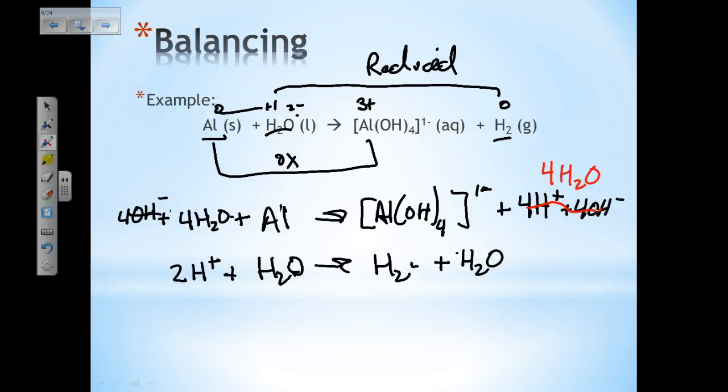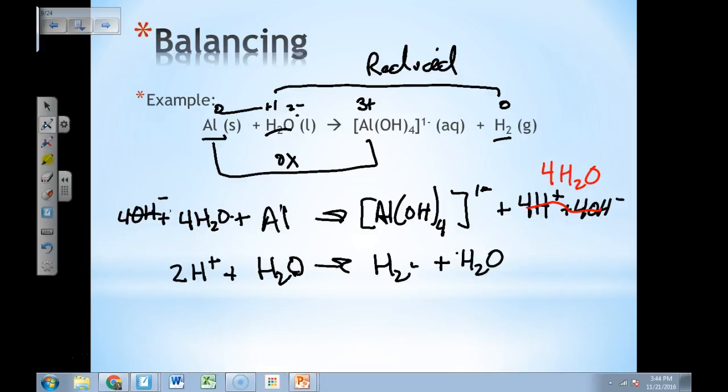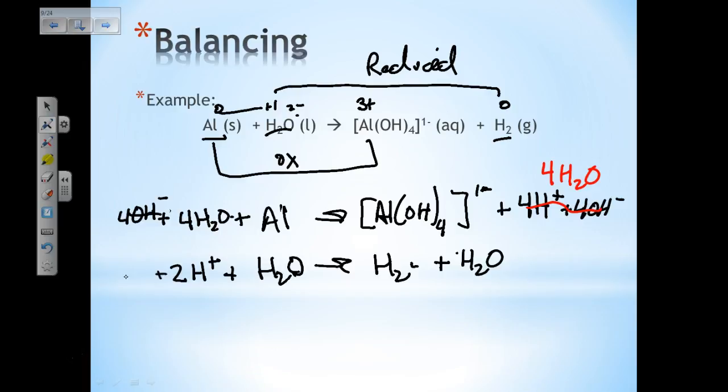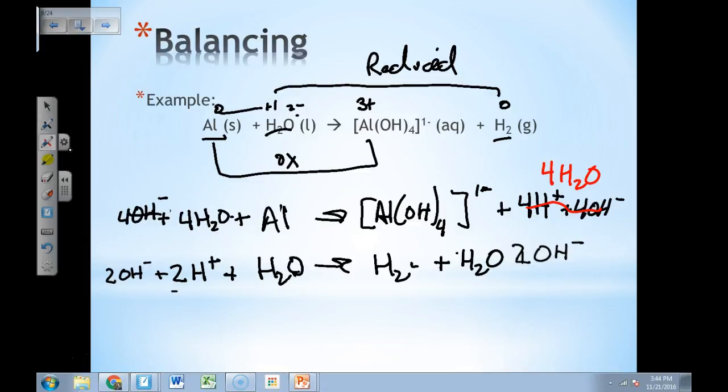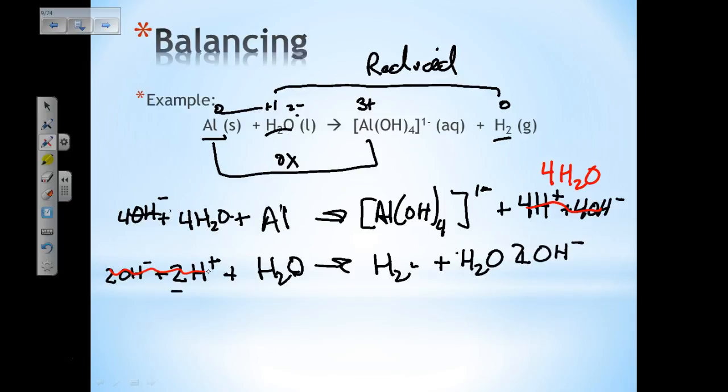Okay, remember H plus and OH minus, they're water. So now we can do the same thing here. We have 2H plus, so we're going to add 2OH minus, hydroxide, but if we do it to this side, we have to do it to this side. And so this was 2OH minus. Now just like in the previous half reaction, this becomes 2H2O, and now life is good.